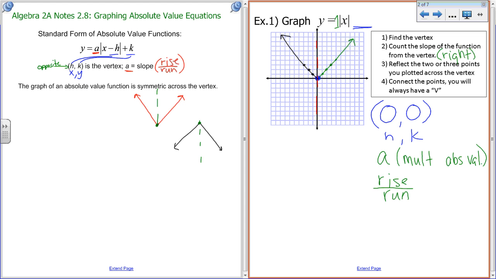You will always have a V shape. That's what we know about absolute value functions. You will always have that. So if you're not creating a V, you know something's wrong. All right? So let's take a look at the next example.